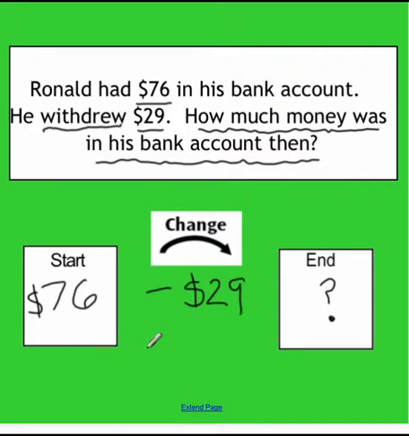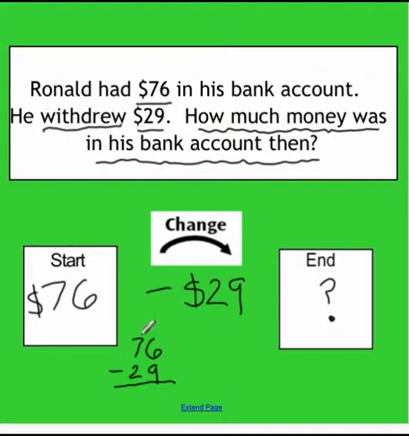I'm going to show my work. 76 minus 29. I'm going to start on the right side of the problem. 6 minus 9. I can't do that because 9 is bigger than 6. Okay, 6 is too small. I cannot take away 9 from 6. So I need to make a trade.